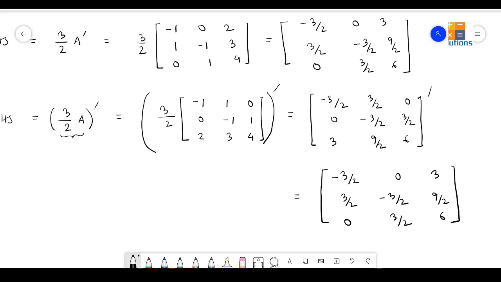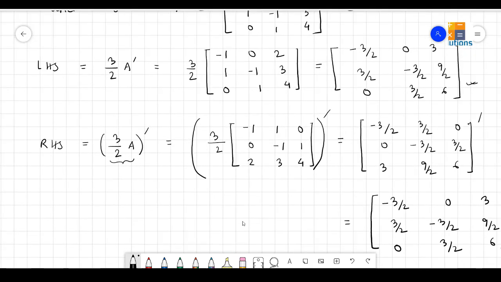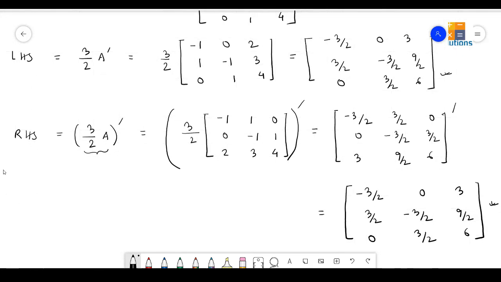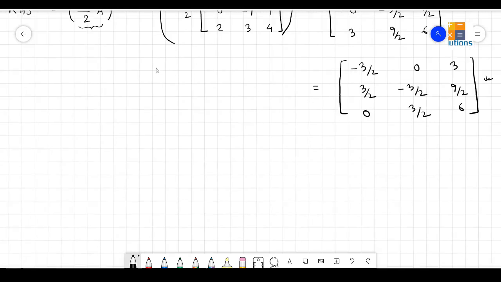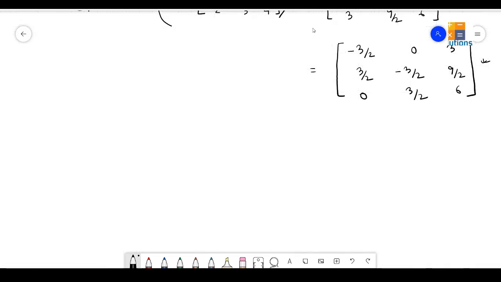So ultimately we received a result which gives us that LHS and RHS are both equal matrices. So the conclusion to be drawn here is that LHS and RHS have equal values. So ultimately we can write here, hence LHS equals RHS. Verified. So this is the answer of this question.